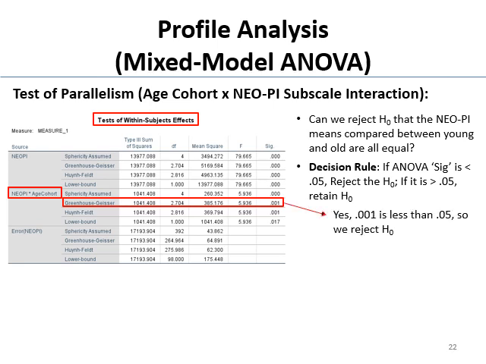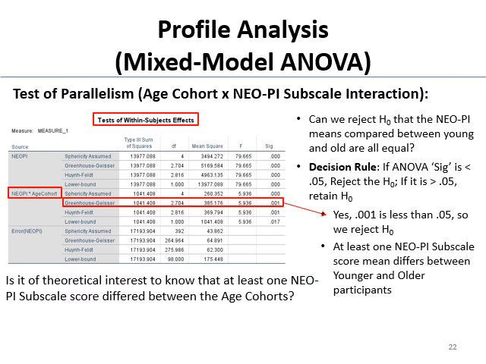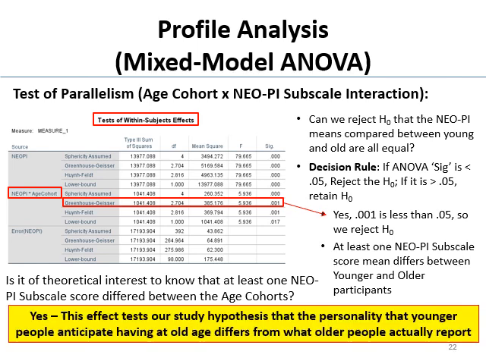We are clearly rejecting, right? 0.001 is less than 0.05. So that means that at least one NEO-PI subscale score mean differs between the younger and older participants. So, you know, young people thought they would be higher than what older people actually report for at least one thing. Is it of theoretical interest, though, to know that at least one NEO-PI subscale score differed between the age cohorts? Yeah, this actually tests a study hypothesis that the personality that young people anticipate having at old age differs from what old people actually report. This is why we do profile analysis, the interaction. We want to know, do the two groups differ in their profiles? So this is one where we're gonna have to do some simple effects follow-up tests.